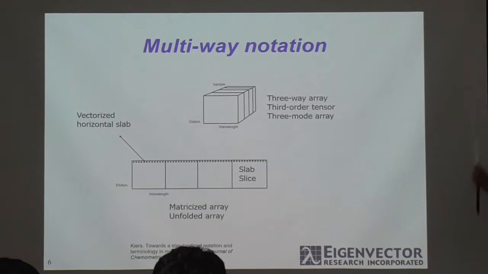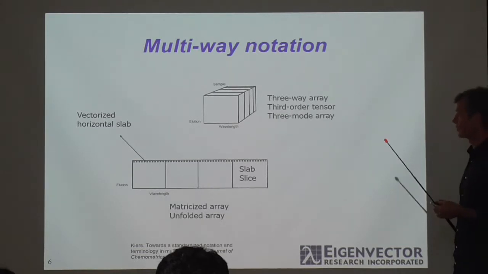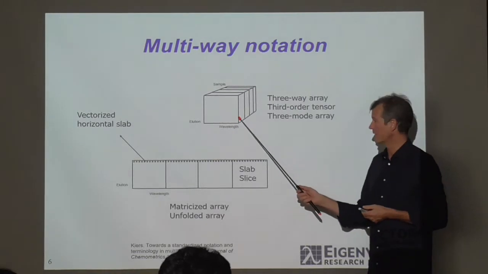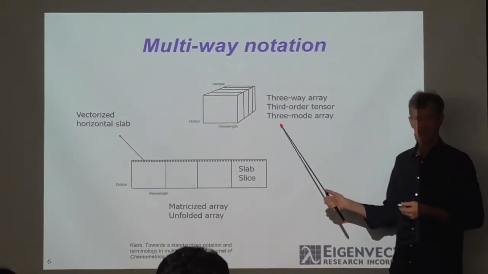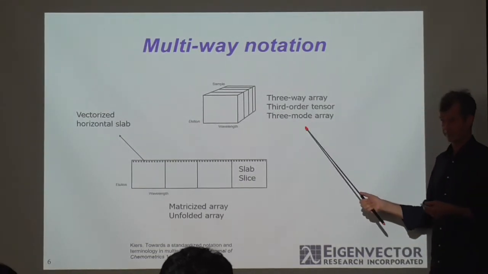Okay, let me just explain some notation, which is not really important, but it's nice to know, especially if you want to look into the literature. So we normally call this a three-way array, but it's also sometimes called a third-order tensor or a three-mode array.